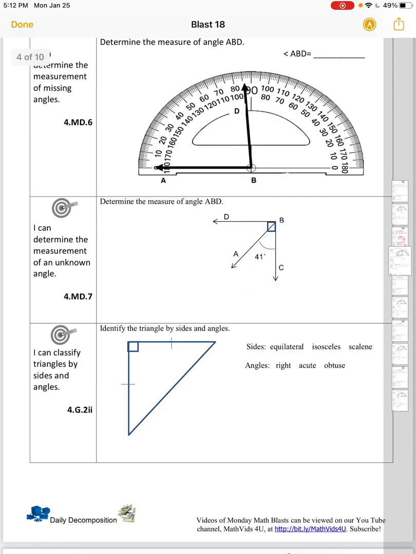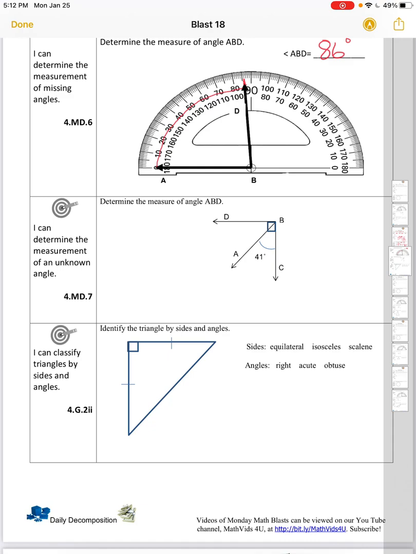On the back side, I can determine the measurement of missing angles. Determine the measure of angle ABD. So angle ABD. Ray BA is lined up with 0 degrees as the exterior measurements, and we are going to measure around until we get to ray BD, and it looks like it's right past 85 degrees. Right here, it's going to be at 86 degrees, which matches what I see as the acute angle we're given, and an acute angle I know needs to measure less than 90 degrees, so we're good to go here.